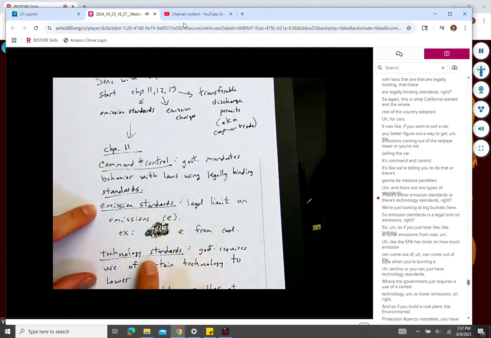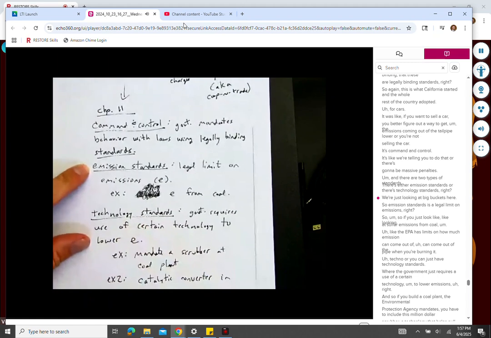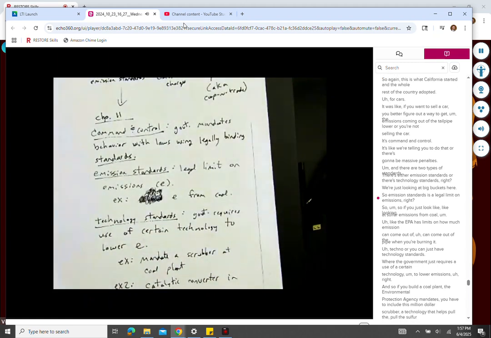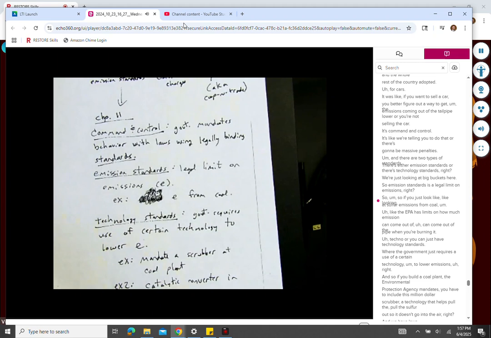And there are two types of standards. There's either emission standards or there's technology standards, right? We're just looking at big buckets here. So emission standards is a legal limit on emissions, right? So you're just looking at sulfur emissions from coal.